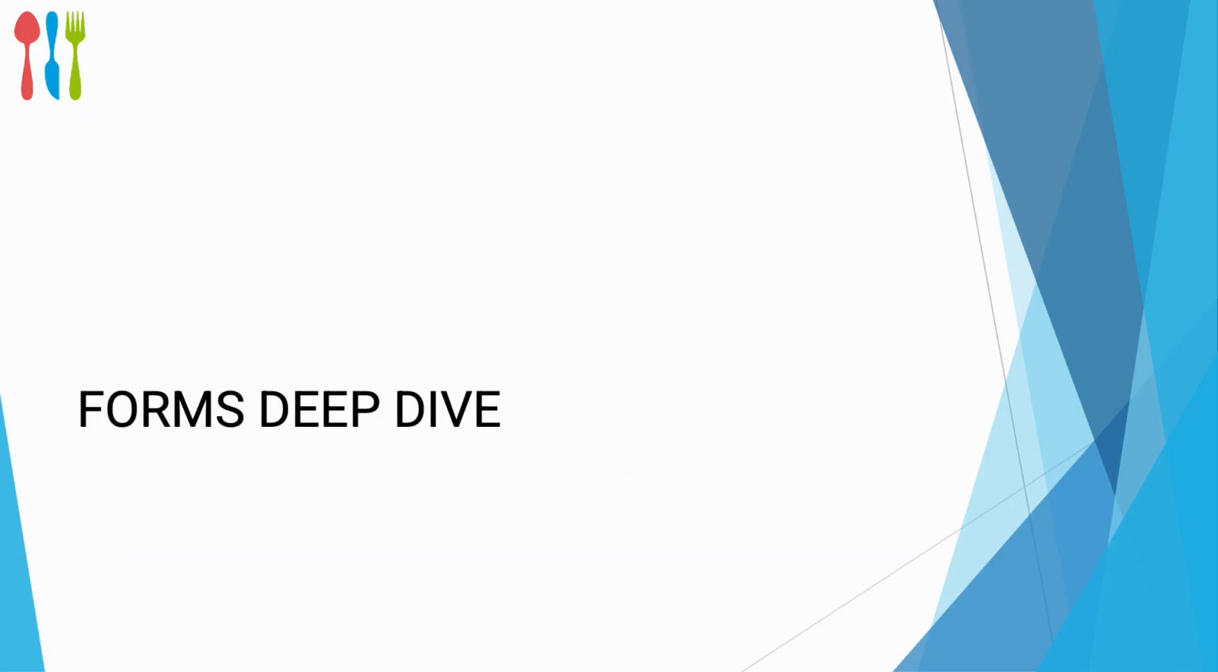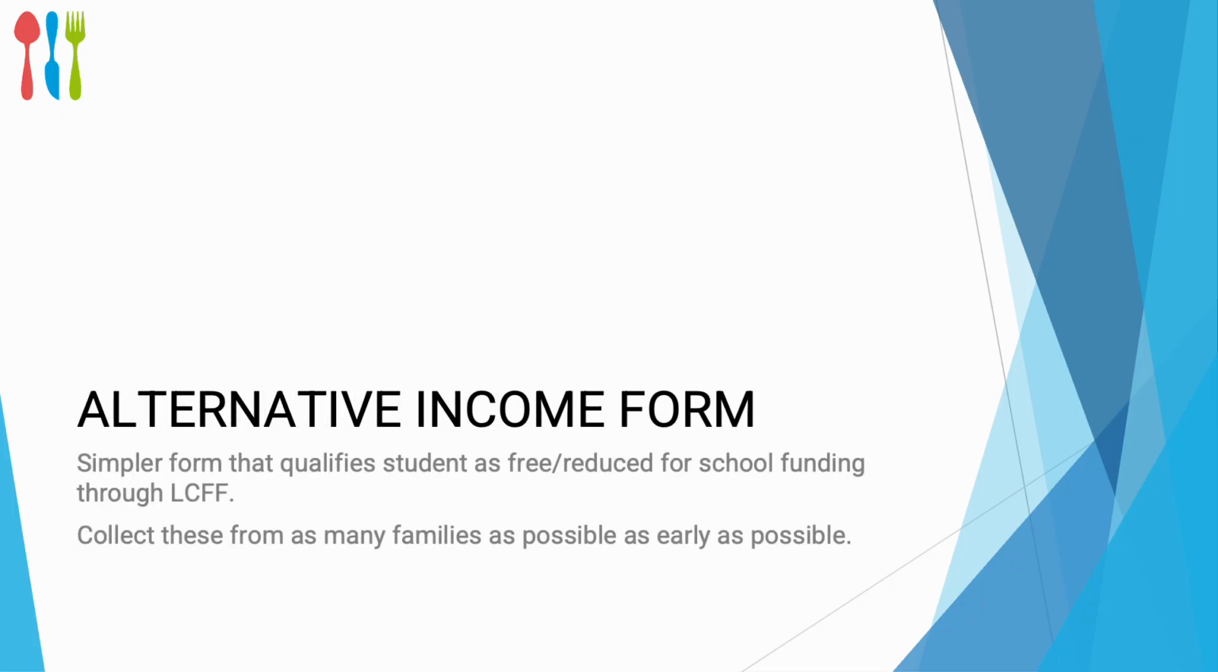Let's take a look at the different forms in more detail. We're going to start with the alternative income form. Again, this is the simpler form. It qualifies a student as free or reduced for school funding only. So local control funding formula is the main reason that these are collected. You want to try and collect these from as many families as possible as early as possible. Again, anybody who's directly certified, technically that direct certification is going to trump the alternative income form, but this is the one that you want to make available and ask families to fill out early on.